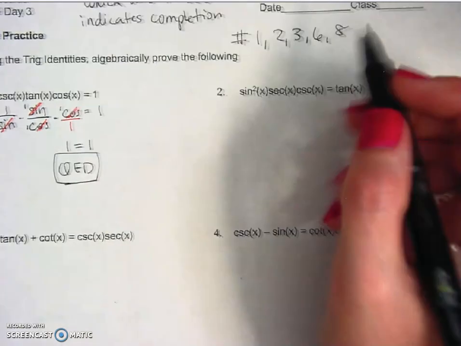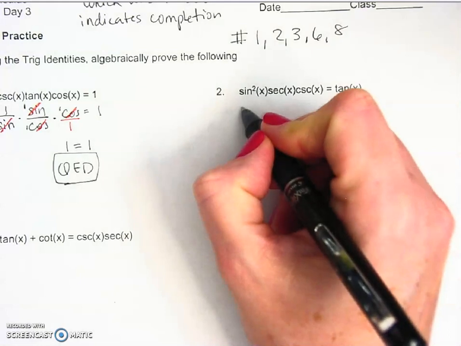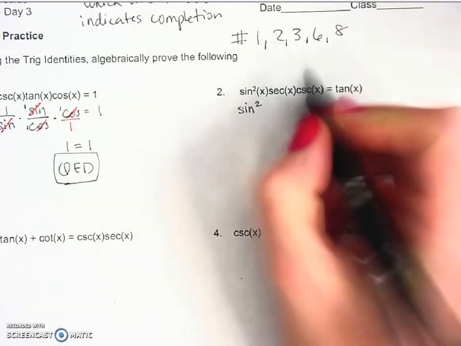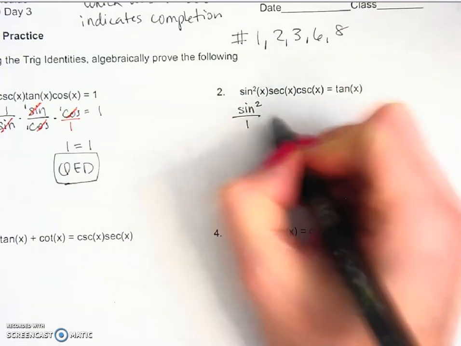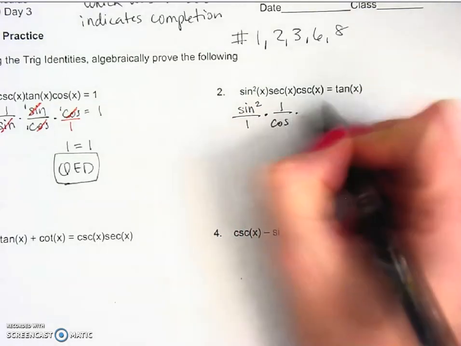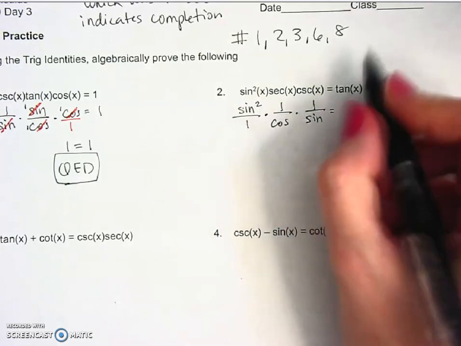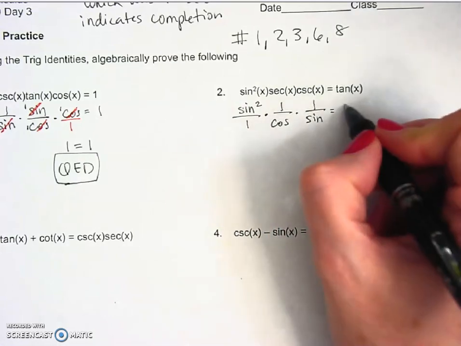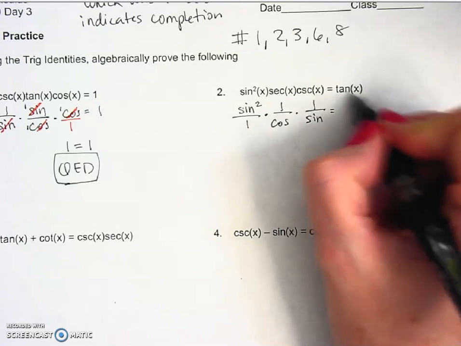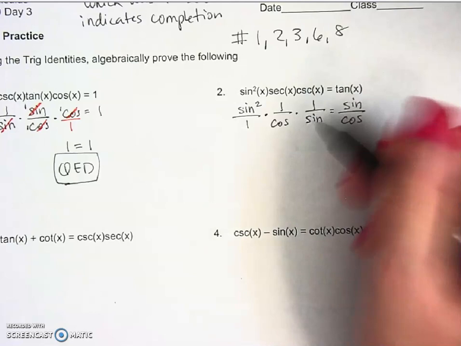Okay, this one does prove to be true, so here's how I solved it. I rewrote, so I have sine squared over 1 times secant, which is 1 over cosine, times cosecant, which is 1 over sine, and we want to know, does that equal tan? Now, I can write tan here, but I think I'm just going to go ahead and rewrite it and see if I can get the left side to look like this.